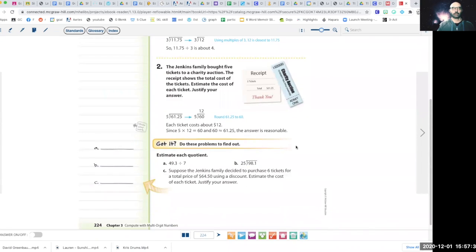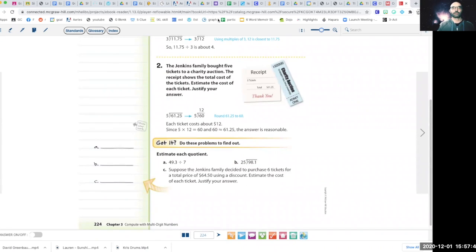Let's go down, and now let's see if we can try a few of these. This will be interesting. So why don't you try letter A on your own? Ready, go. All right, so what you should have is 49.3. We can round that.